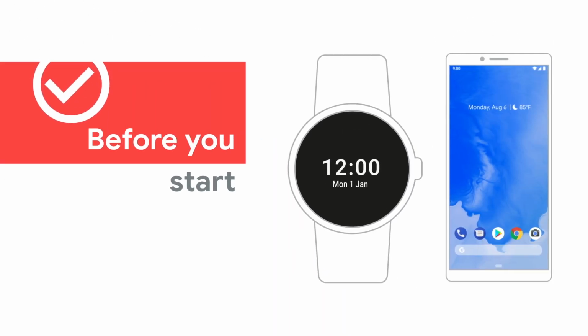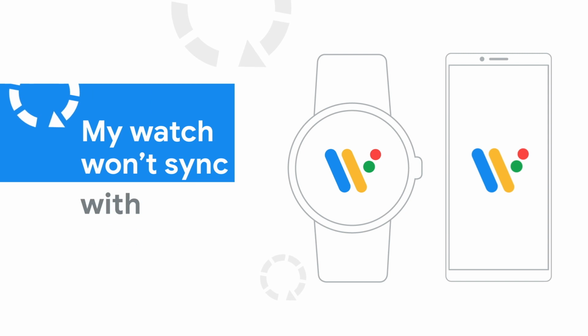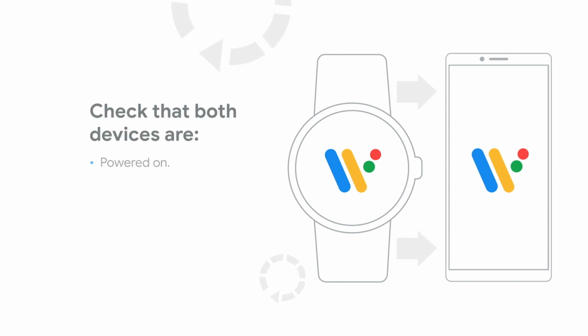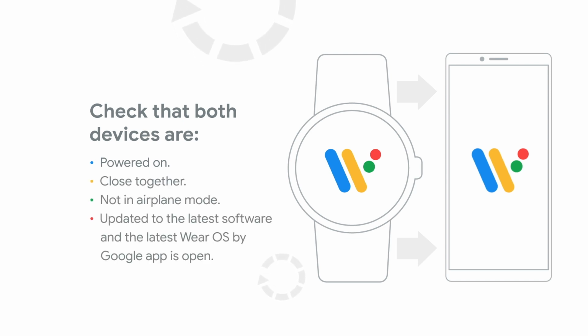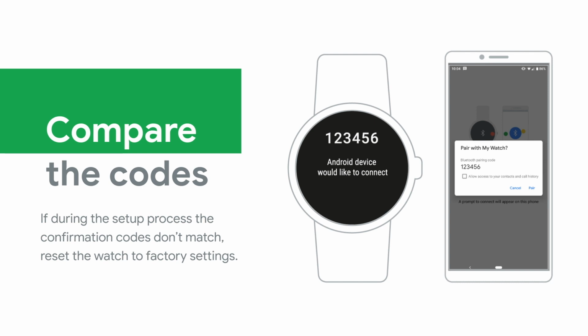Before you start, charge your watch and phone. Then, enable Bluetooth on your smartphone. If your watch and smartphone won't pair together, check that both devices are powered on, close together, not in airplane mode, and updated to the latest software with the latest Wear OS by Google app open. If the confirmation codes you received as part of the setup process don't match, or your devices fail to sync, reset your watch to factory settings and try again.